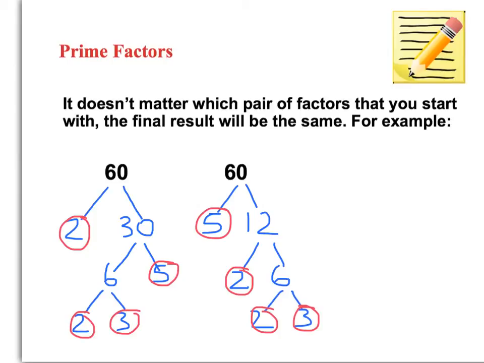Alright, so then when we write it, we need to write the numbers in ascending order. So we're writing therefore 60 equals 2 squared times 3 times 5. And there you have it. So it doesn't matter which pair of factors you start with, it just matters the end ones, and they'll be the same no matter which 2 you start with.